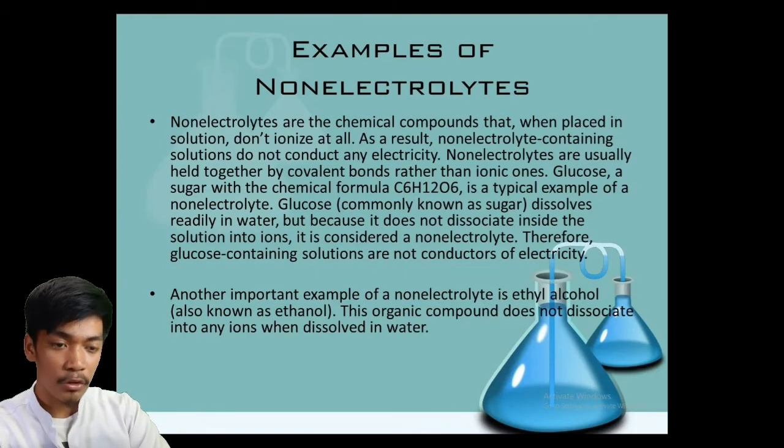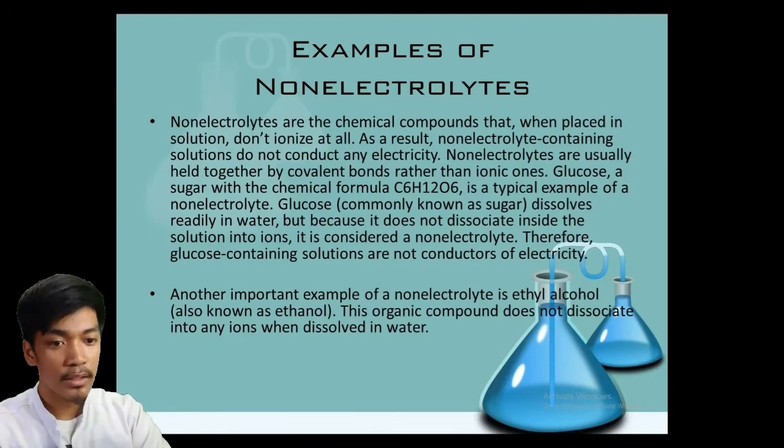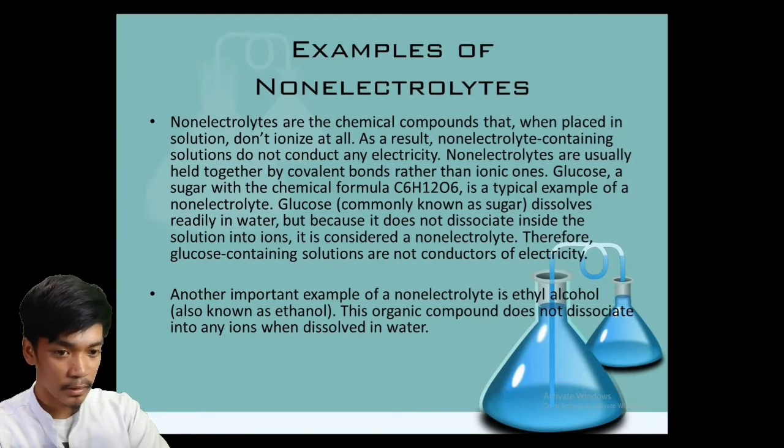Non-electrolytes are usually held together by covalent bonds rather than ionic ones. Glucose, a sugar with the chemical formula C6H12O6, is a typical example of a non-electrolyte. Glucose, commonly known as sugar, dissolves readily in water, but because it does not dissociate into ions inside the solution, it is considered a non-electrolyte. Therefore, glucose-containing solutions are not conductors of electricity.